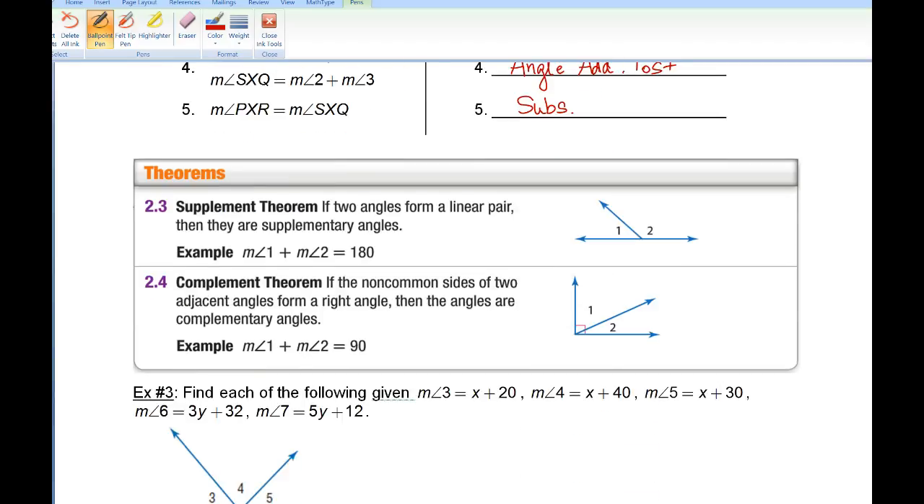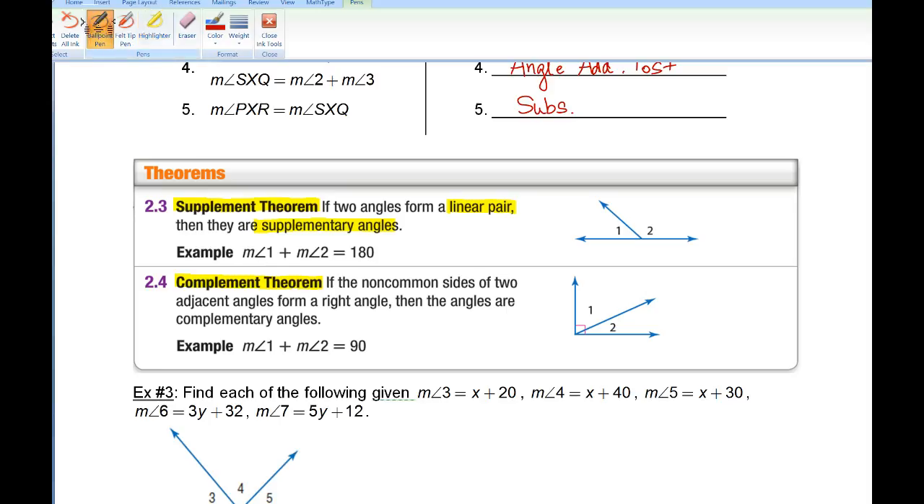Okay, here we have 2 theorems. One is called the supplement theorem. One is called the complement theorem. So let's take a look at what that says. I feel like it has to do with supplementary and complementary. So there's a couple ways. Well, this one is very specific. The first one is not just supplementary angles, but something that forms a linear pair. Now, if you have a linear pair, they are supplementary angles.